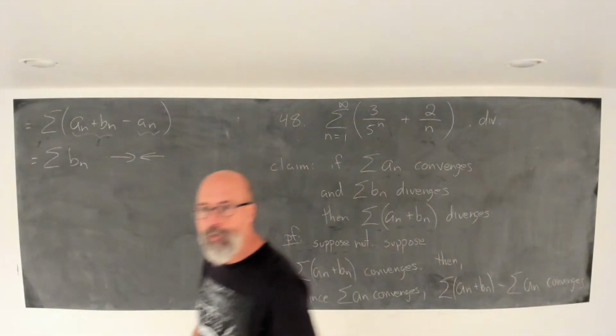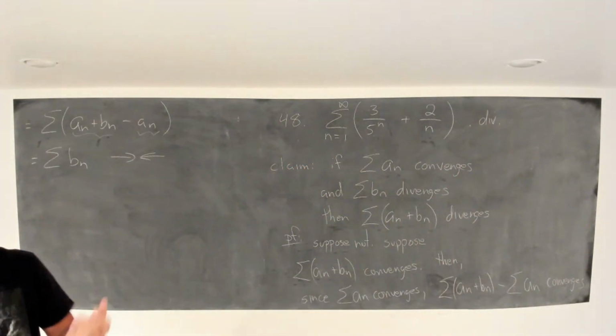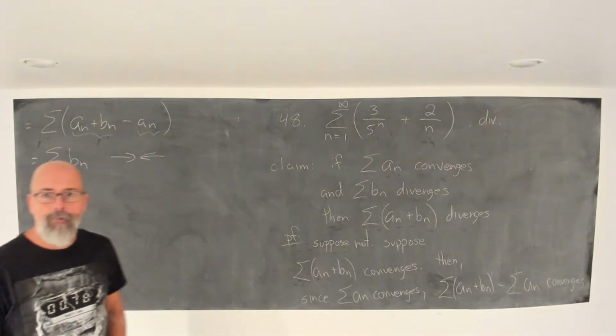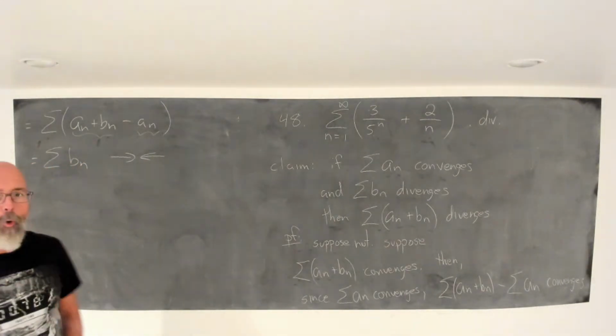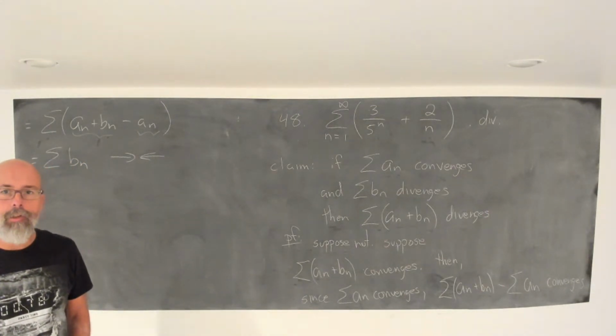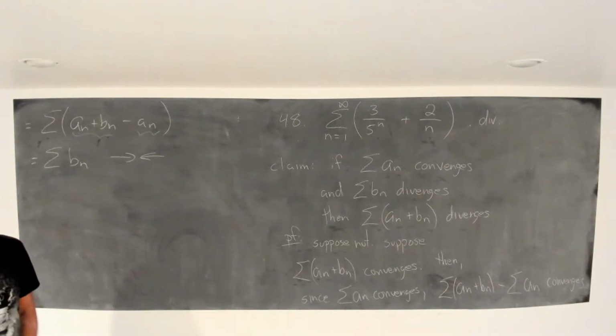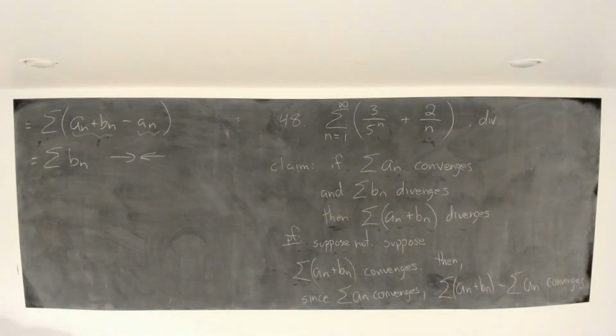Somebody's asking, will proofs like this be on the exam? Who knows? We'll see. Somebody's asking, how does 2 over n diverge? We actually proved that last lecture. A few people are asking, why does 2 over n diverge? We proved it last time. So have a look at that.